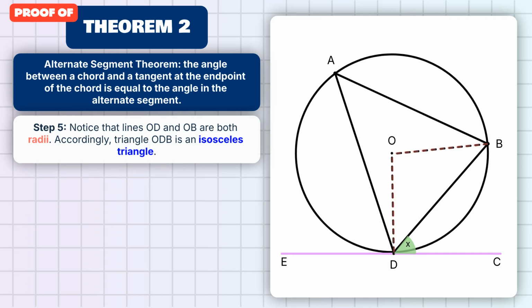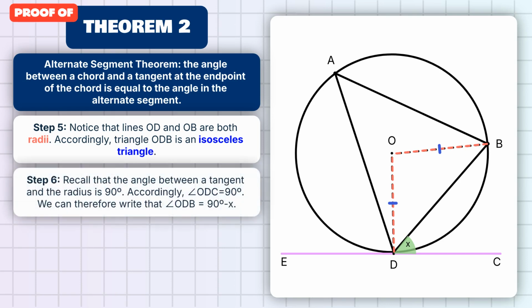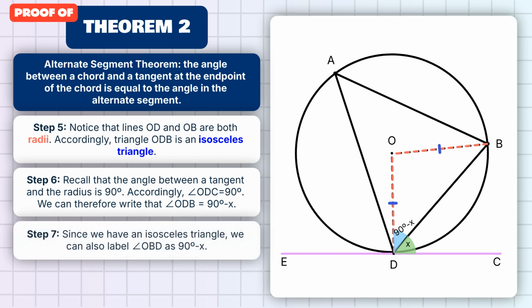Notice that lines OD and OB are both radii. Accordingly, triangle ODB is an isosceles triangle. Additionally, recall that the angle between a tangent and the radius is 90 degrees. Accordingly, angle ODC is 90 degrees. We can label this on our diagram. Notice that we can write that angle ODB is 90 minus X. This is because, together with angle BDC, it adds to the full 90 degrees. Also notice that since we're dealing with an isosceles triangle, we can label angle OBD as 90 minus X too.